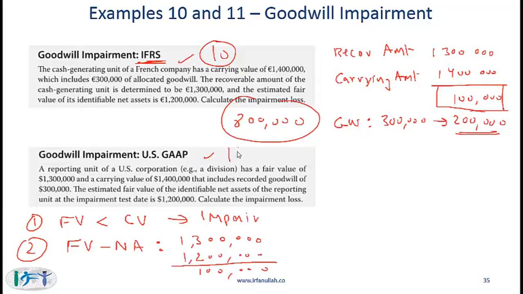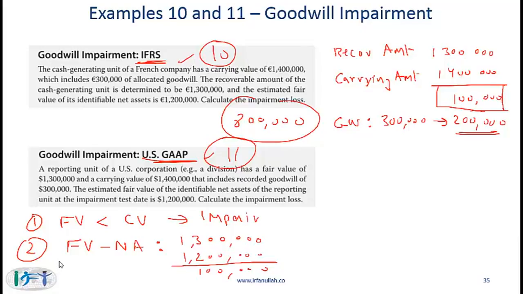Example 11 talks about goodwill impairment in the US GAAP context, and here we have a two-step process. First, we compare the fair value with the carrying value. If fair value is less than carrying value, then we impair. Then in step 2, we compute the impairment loss, and we do that by coming up with the implied goodwill.